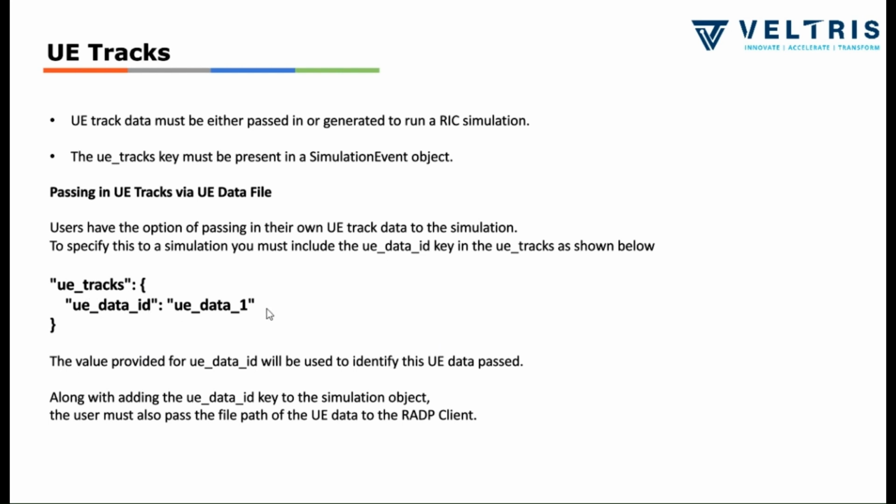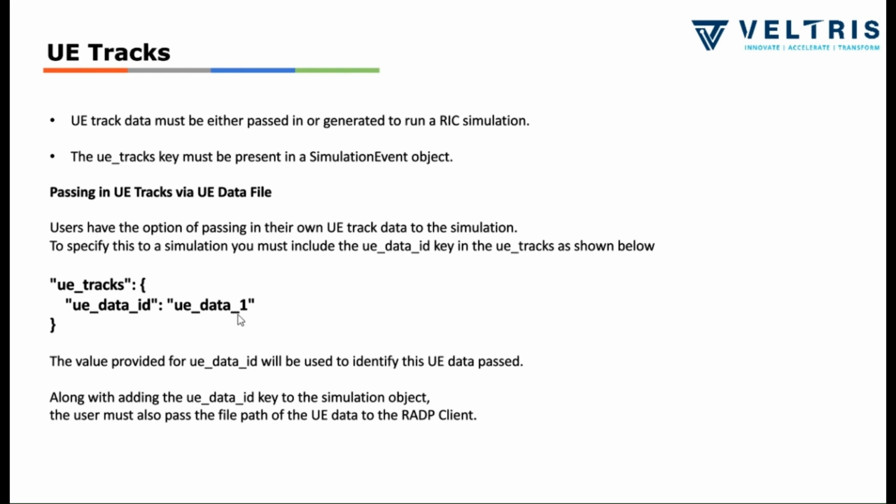In UE tracks, we have this key value pair, and the value that we provide, for example here UE data 1, will be used to identify this particular UE data which is being passed. And this name that we give here need not be the name of the file. If two sequential calls are made to the simulation API containing the same value for this particular field, the RADP system will assume the provided UE tracks data is the same, because the system caches the data using a hash of this value.